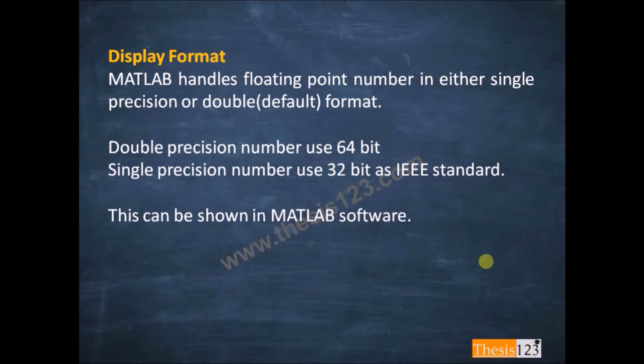The double precision number can be converted into a single precision number using the single command to reduce the memory requirement. The user can see that the result is displayed in the command window with 4 decimal digits, which is the default format for displaying numerical values. This display format can be controlled by using the format command.